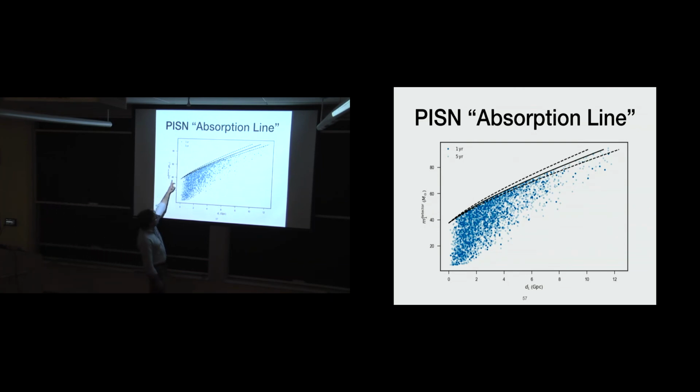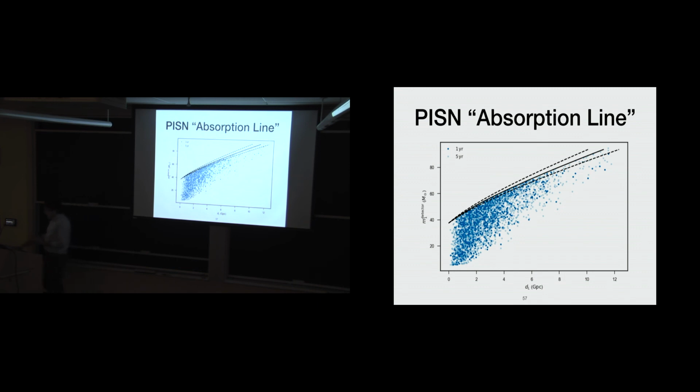This is m times 1 plus z. This is dL. And those lines are cosmography. The black line is the Planck 2015 cosmology. And the dashed lines are what you get if you change the Hubble constant by 10%. So you can immediately see that if you detect this population, you know the Hubble constant to much better than 10%.